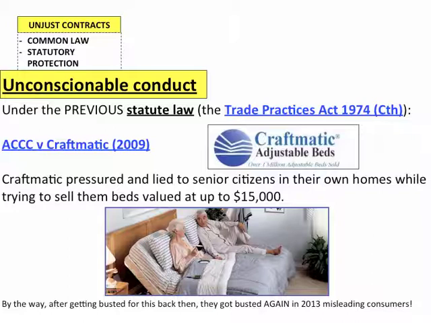Now, when they would get into the house, they would start trying to sell the beds. And when some of the old people objected to that, they started getting really aggressive. They started pushing them into a corner and getting them to sign these contracts. Now, Craftmatic learned so much in 2009 that they ended up getting busted again in 2013 for basically the same thing. So it's not like they've really learned, and you can use that as some evidence of ineffectiveness of the law, because their original conviction didn't really stop them from doing it again.